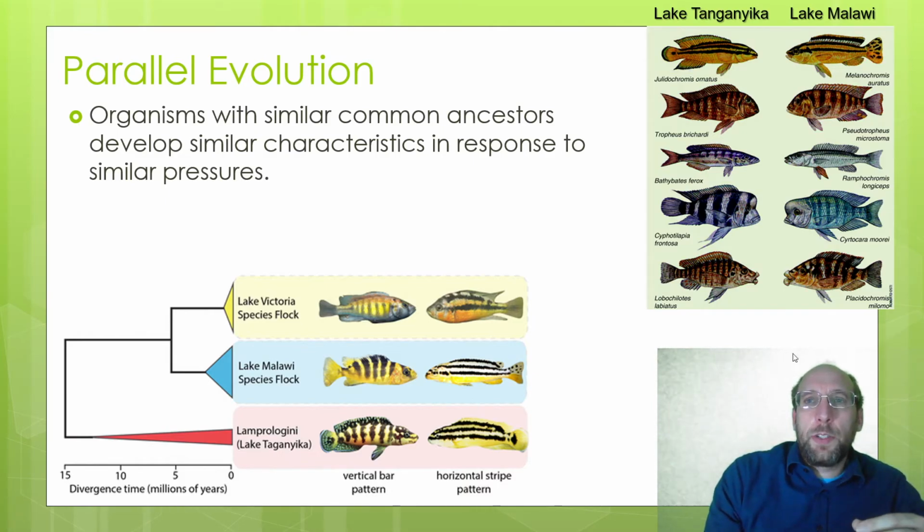So if you look at these two lakes here, Lake Malawi and Lake Tanganyika, I'm going to say this wrong, but Tanganyika is what my daughter says. In each of these lakes, you'll see fish that have the same coloration patterns. But they actually share a more recent common ancestor with the fish in their own lake than they do with each other.